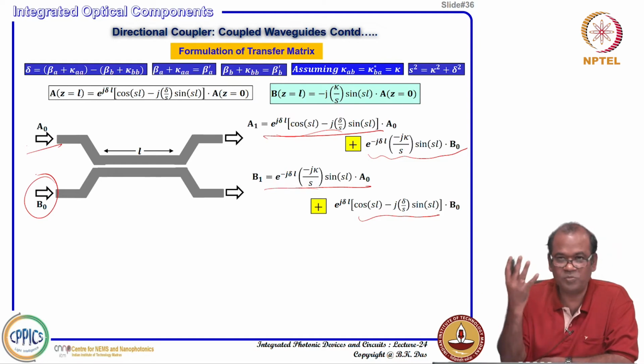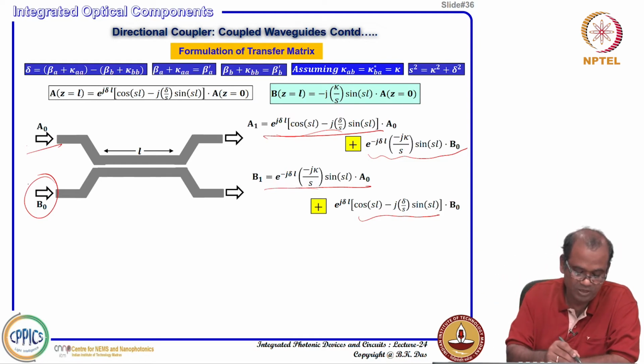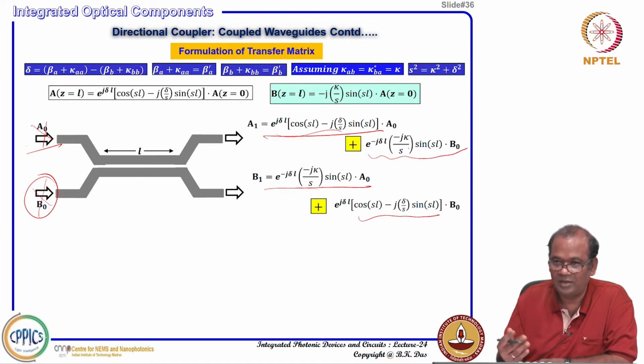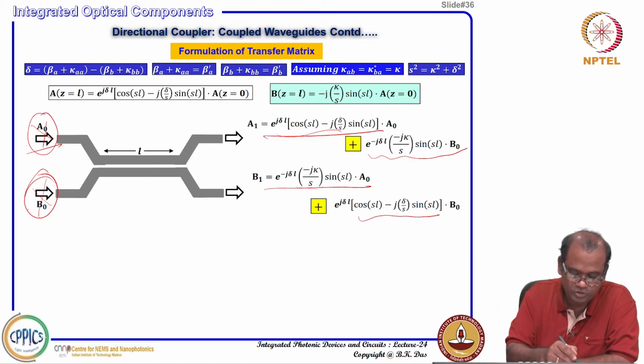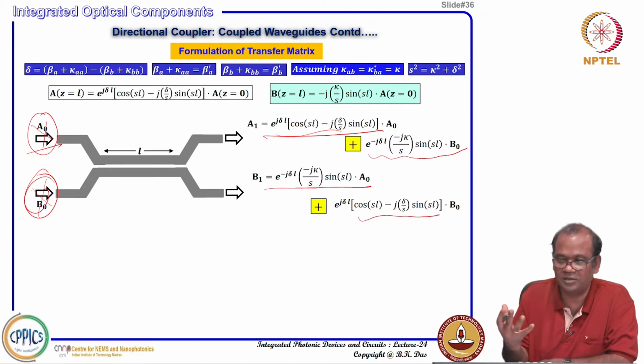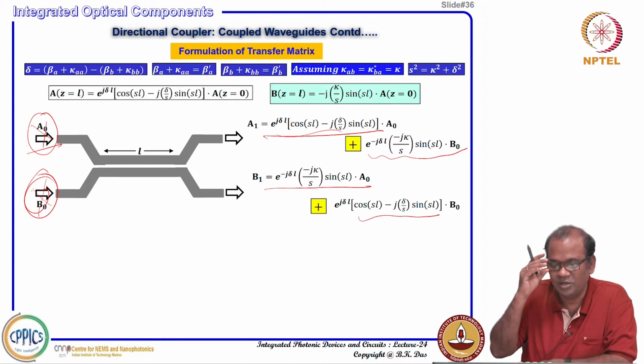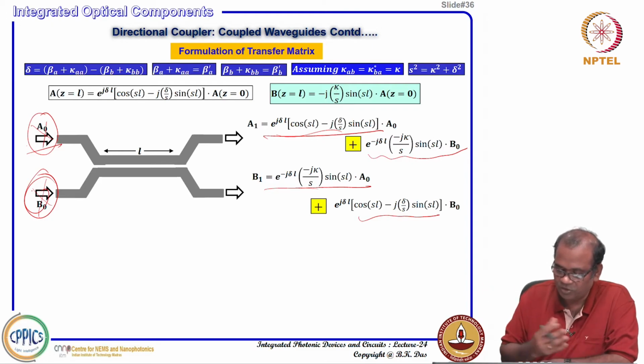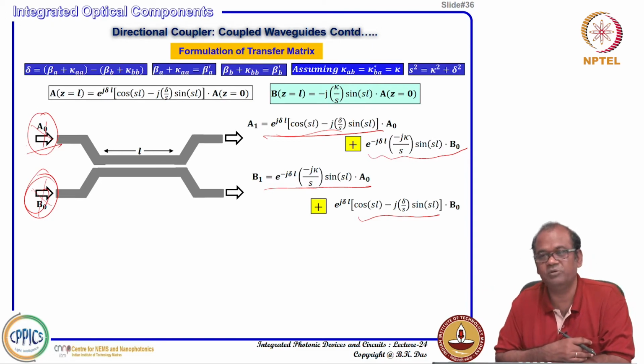So, this is the superposition principle. You consider only B naught, stop A naught, and see whatever value you get. Then A naught alone, stop B naught, and see the value you get. The total value, when both are switched on, is the superposition. In electrical circuits we normally use that, even for KCL and KVL. So here also we are using the same superposition principle.